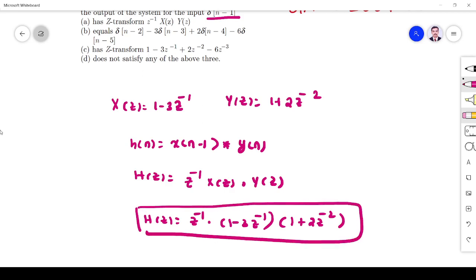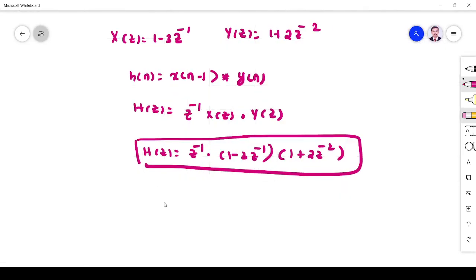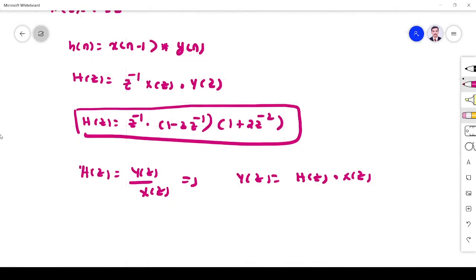What they are asking is the output of the system, y[n]. So from this we will find one thing: y[n] I want. We know H(z) is equal to Y(z) divided by X(z). So this implies Y(z) is equal to H(z) times X(z). So if I multiply H(z) with X(z) and take the inverse transform, what I get is y[n].